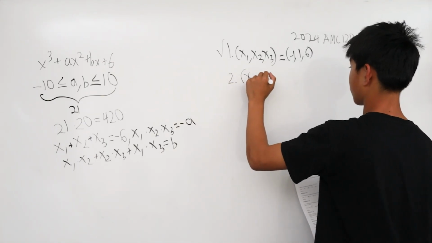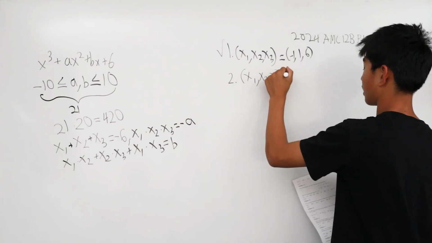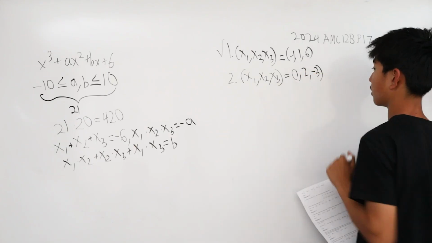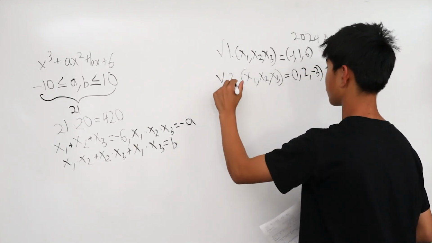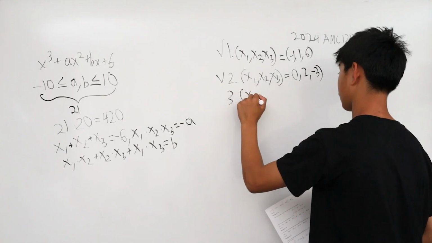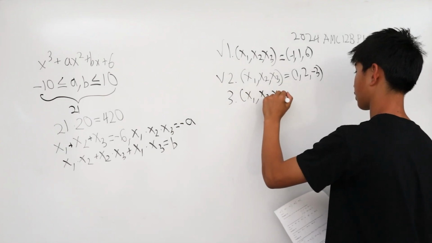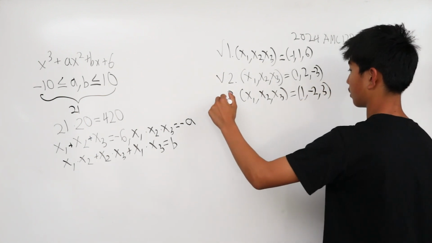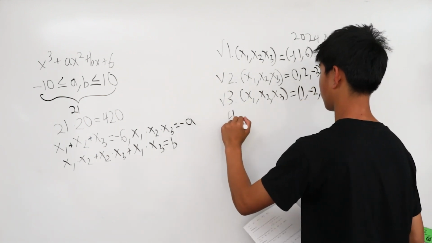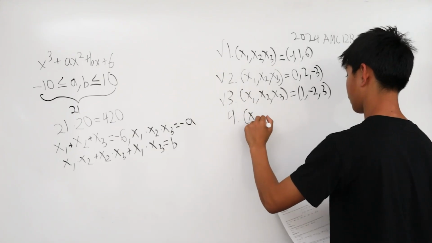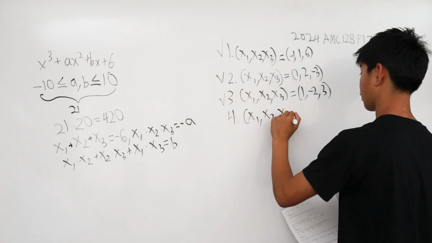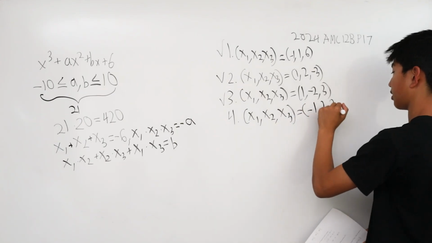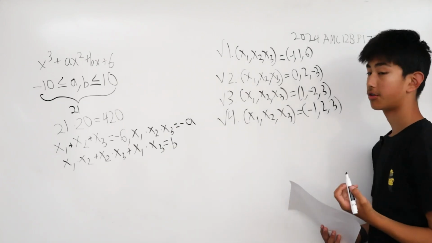Next set for x1, x2, and x3 is going to be 1, 2, negative 3. Check it again. It works. Case 3, x1, x2, and x3 is 1, negative 2, 3. This one works again. Case 4, x1, x2, x3 is negative 1, 2, and 3. This one works again when you check it.